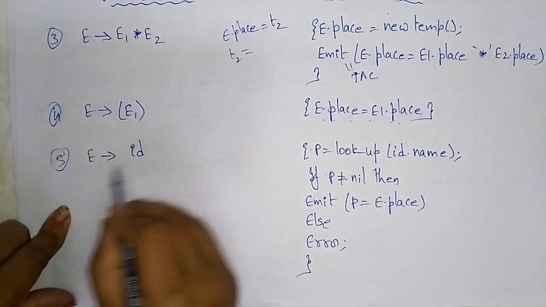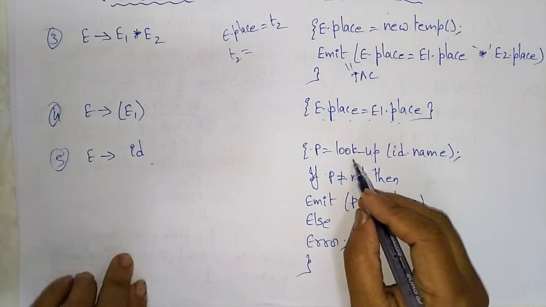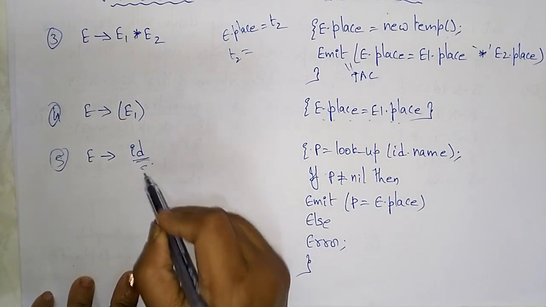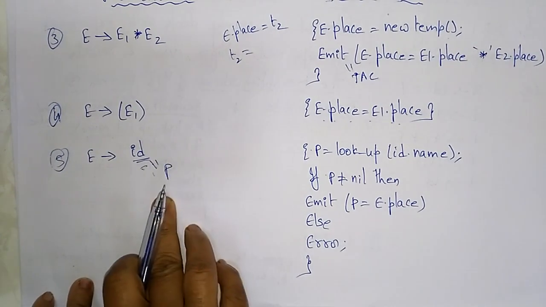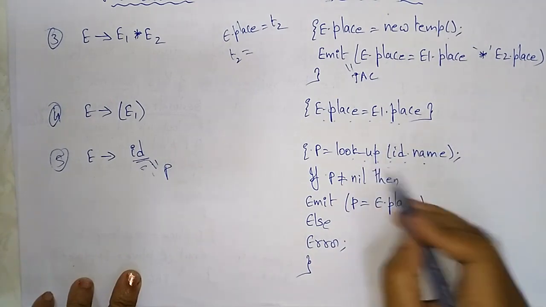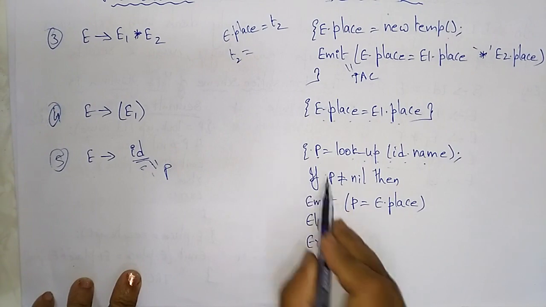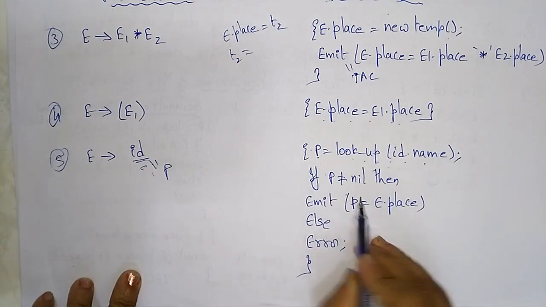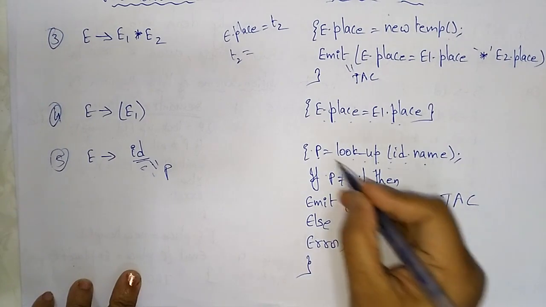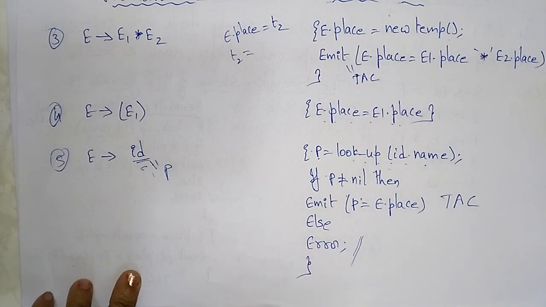Next, the fifth, E determines id. Whenever the id is present, again you have to check the symbol table, lookup. Id means a value, so this should be assigned to P. So P is lookup of id dot name. If id dot name is present in the symbol table, that value will be assigned to P. If P is not equal to null, then generate a three address code. Suppose P is a null value, meaning id dot name is not present, then it displays an error message.